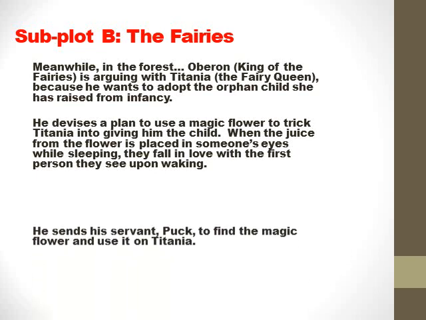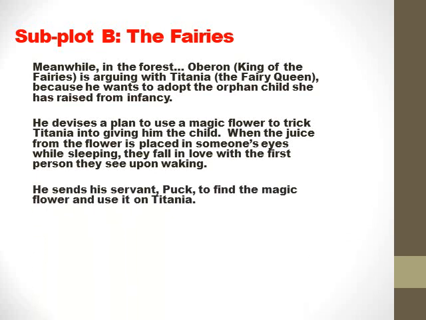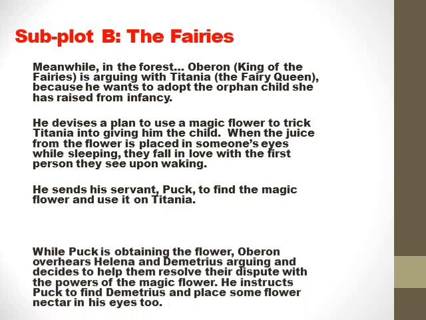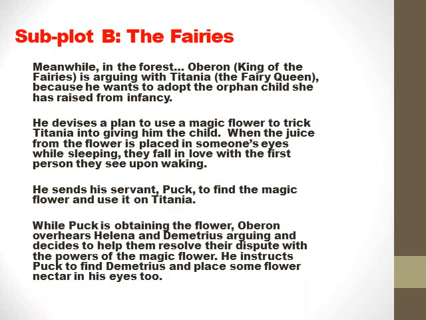He sends his servant Puck to find the magic flower and use it on Titania. While Puck is obtaining the flower, Oberon overhears Helena and Demetrius arguing and decides to help them resolve their dispute with the power of the magic flower. He instructs Puck to find Demetrius and place the flower's nectar in his eyes too.